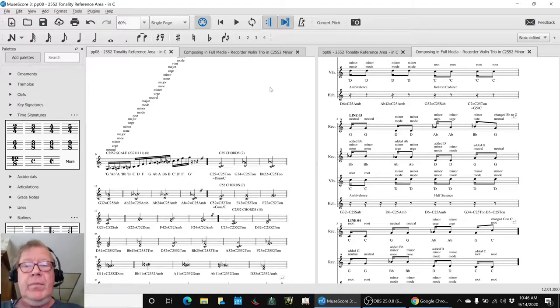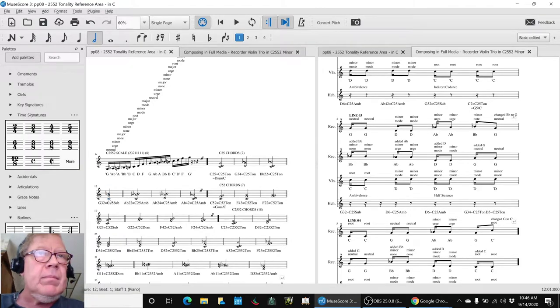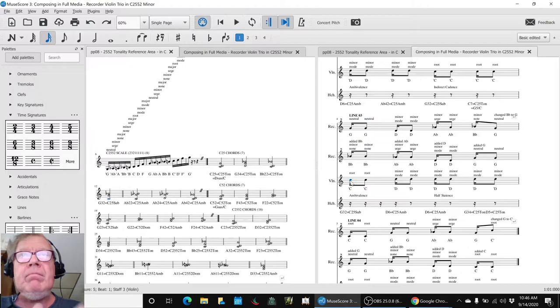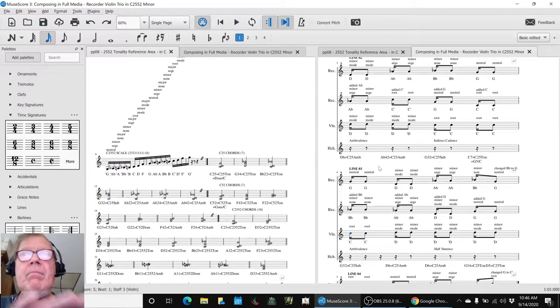So, they are the same chord. The G3-2 is a subdominant chord here in our reference score, and in our composition. So there you go.